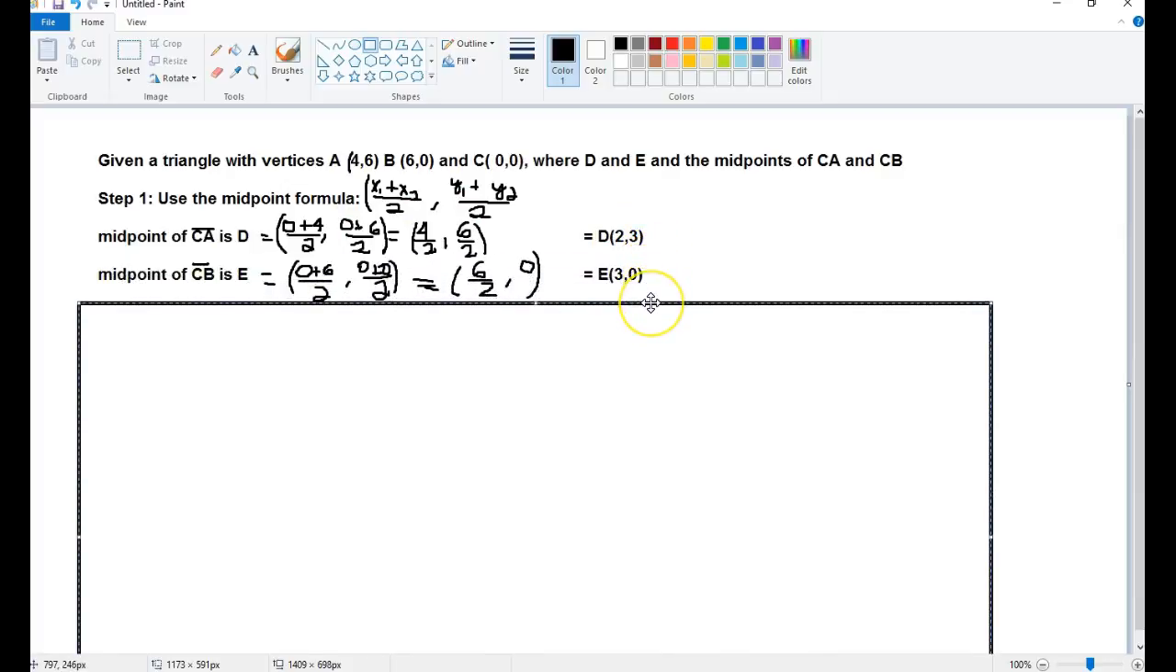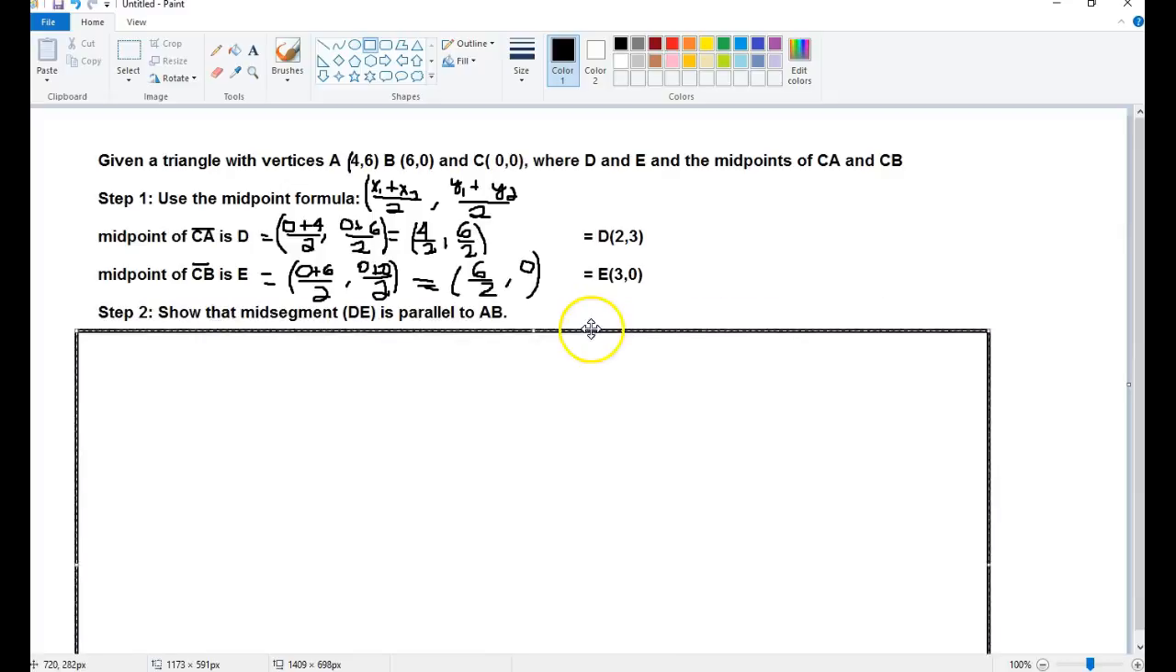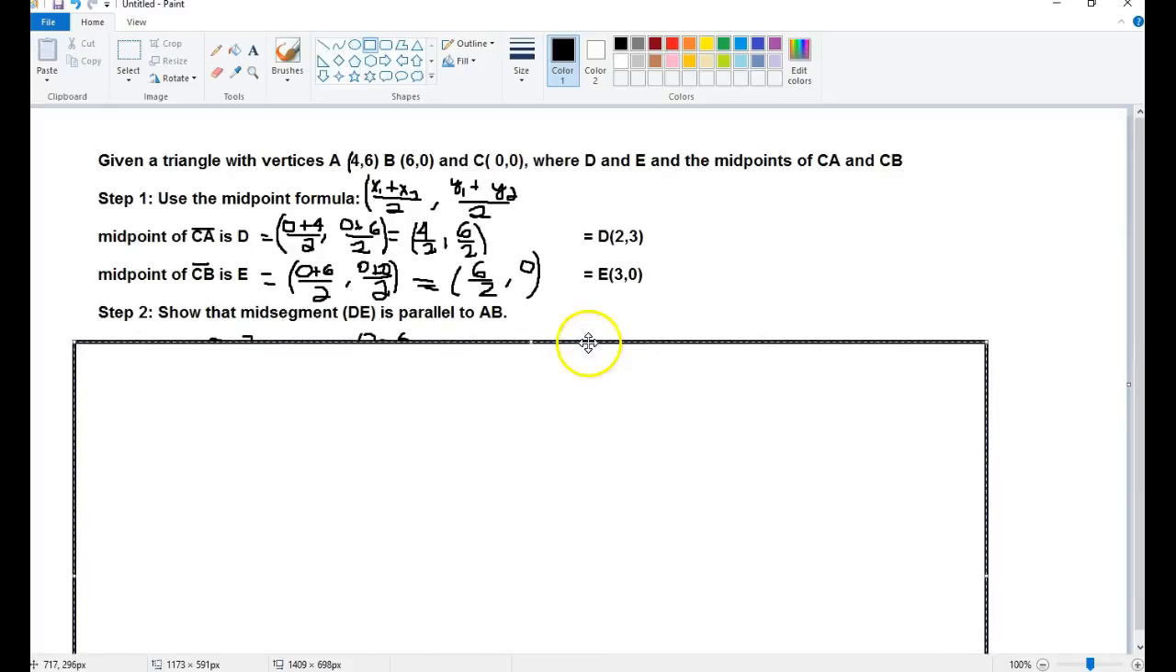Similarly, to find E, the midpoint of CB, we do 0 plus 6 over 2, 0 plus 0 over 2. So it's 6 over 2, and it's just 0, so E would be at (3, 0). So there we know our midpoints. Now with these midpoints, to make sure that they're parallel, we should check the slopes. If they're parallel, the slopes would be the same.